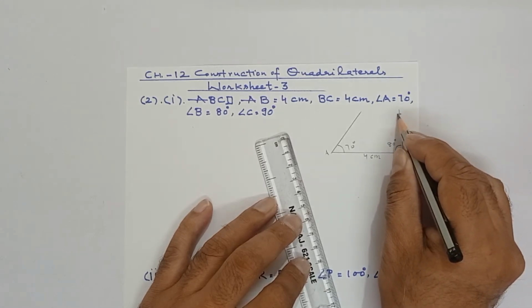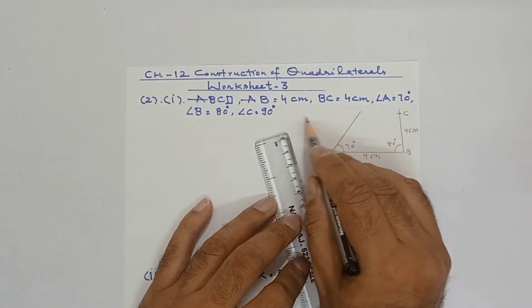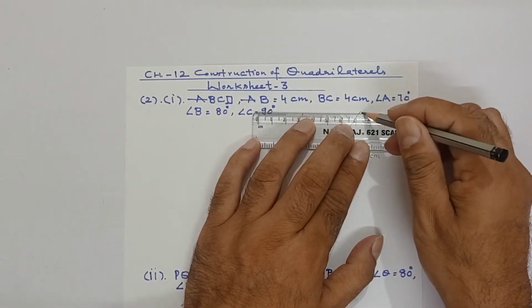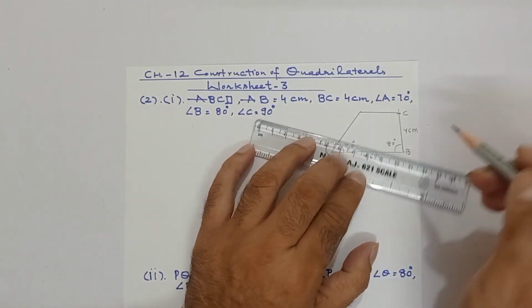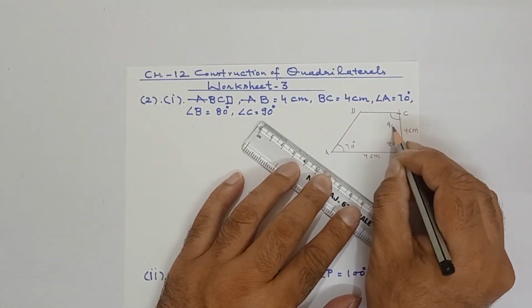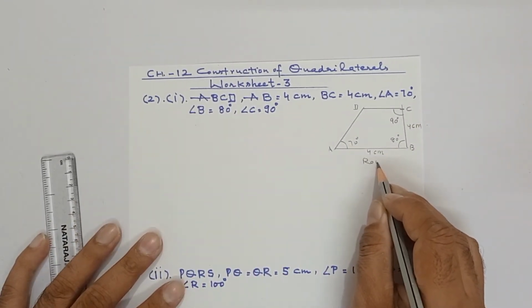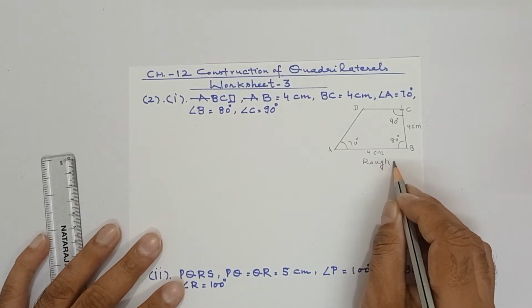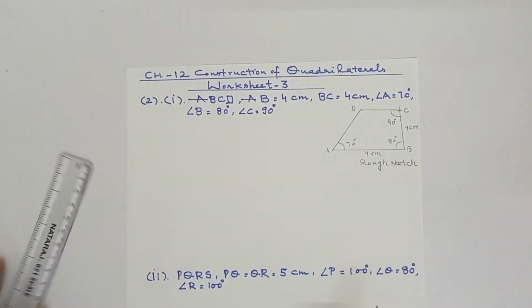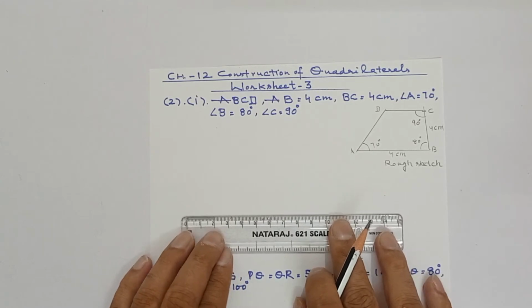Here we will cut 4 centimeter BC. And on point C, angle of 90 degree will be made with the help of compass. So this way 90 degree will come, and this is point D. C angle is of 90 degree, and this is the rough sketch of this construction. This construction is comparatively easy than question number 1, which we have already done. So let's start.